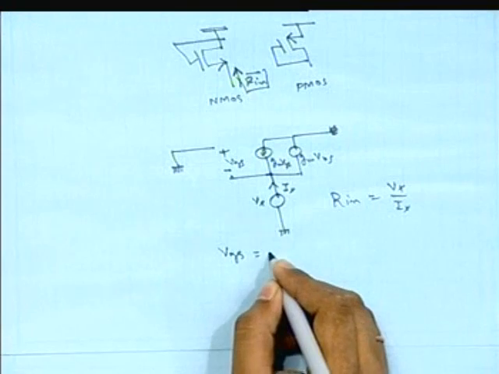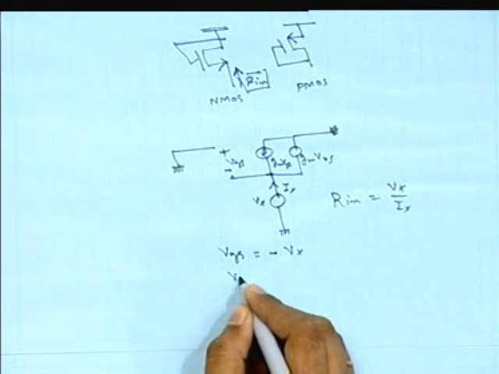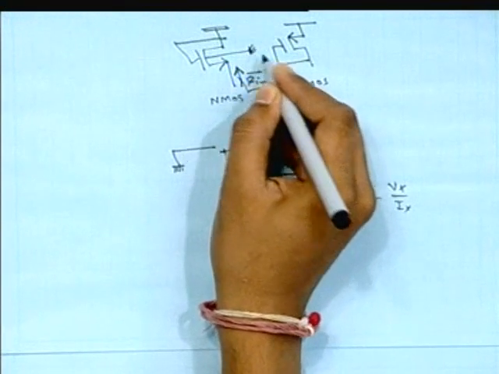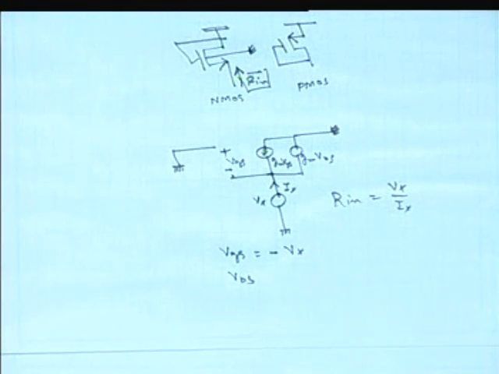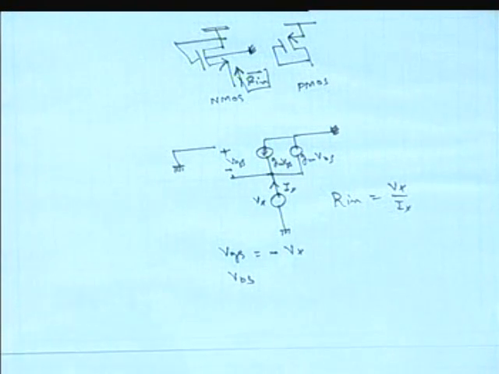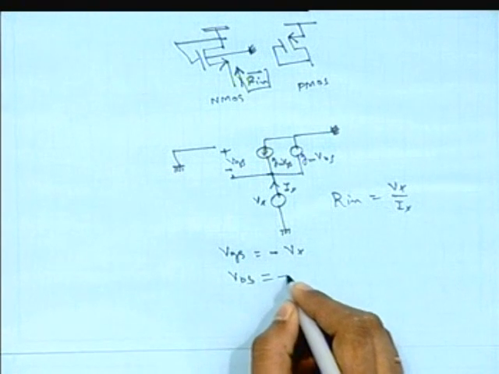Vgs is nothing but minus Vx. And what is the Vbs? See that this bulk is grounded. Always for the NMOS case this is grounded, for the PMOS case it is directly connected to the VDD. So what will be the bulk to source voltage, that is Vbs, in that particular NMOS? It is nothing but this again Vx, because the Vx is imposed at the source. So Vbs is also minus Vx.